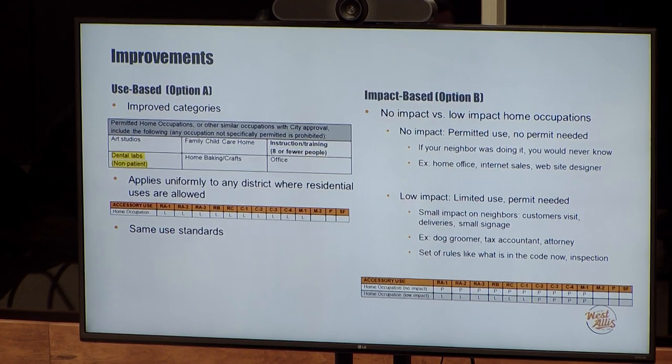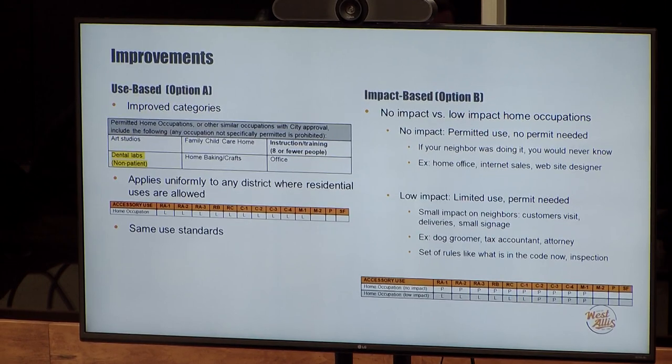So if you fit that permitted use category, there would also be the same standards in play that we talked about previously within our current code. So together we feel that this is fair.